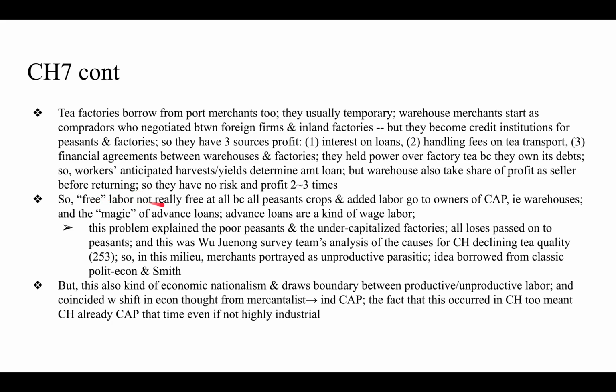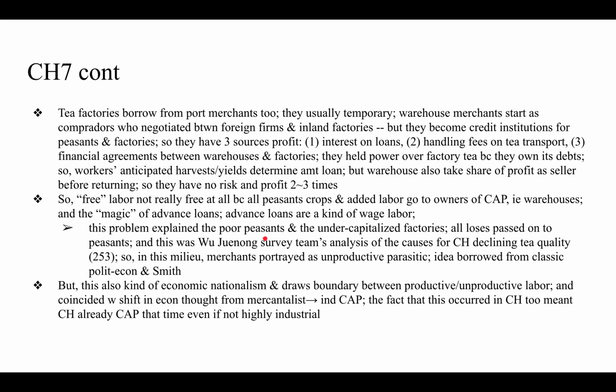So free labor was not really free at all because all peasants' crops and added labor went to the owners of capital, i.e. the warehouses, the comprador merchants. And they also learned about the magic of advance loans and realized that advance loans were in fact a kind of wage labor. So they're finding out that China is already a capitalist economy, basically.